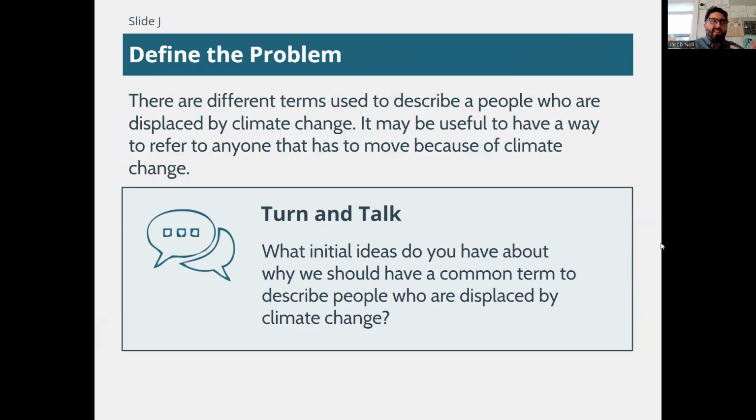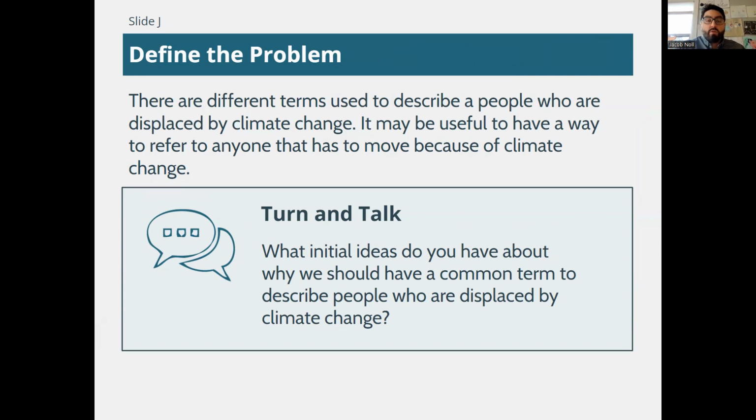Okay, welcome back. Let's define this problem because we've seen this in multiple communities. There have been lots of terms that we've used to describe people that are displaced by climate change. But it might be really important for us to take a moment and consider how we should be referring to or naming these people that are having to move because the seas are rising and they're forced to move.